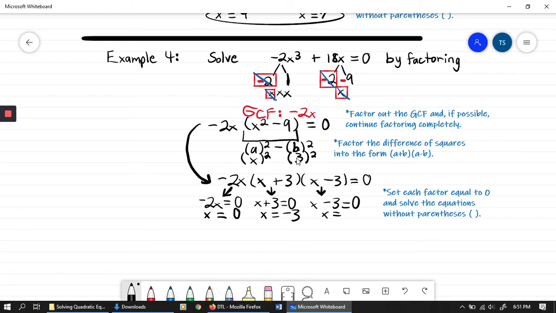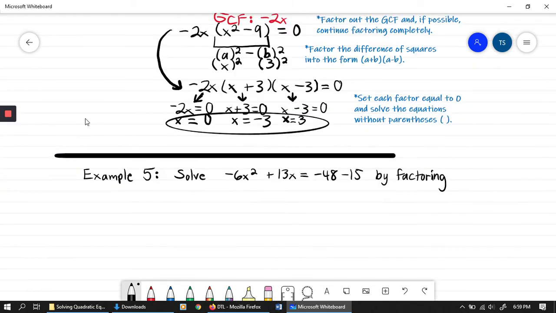Here, we happen to have 3 distinct answers. So this equation here was not quadratic. It was actually a cubic equation, but there was a quadratic factor involved in this one, and that quadratic factor was x squared minus 9, and that was a difference of squares. Anyway, those three values are the answer for this example. We're going to look at one more example.